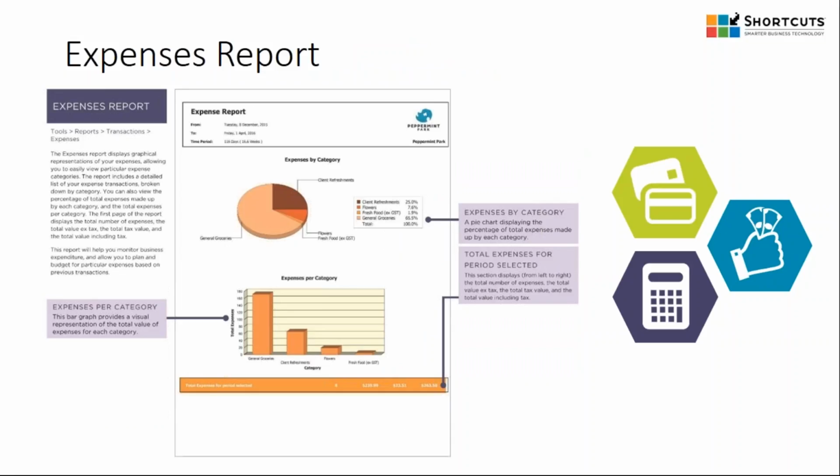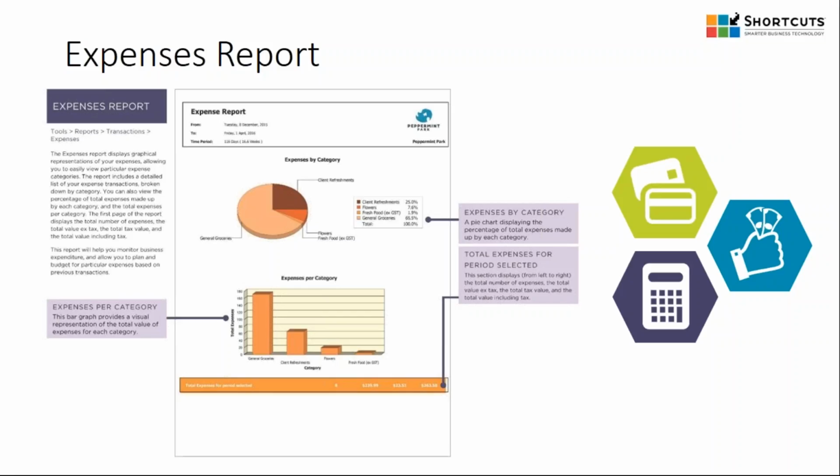We also have our expenses report, which displays graphical representations of your expenses, allowing you to easily view particular expense categories. The report includes a detailed list of your expense transactions broken down by category. You can also view the percentage of total expenses made up by each category and the total expenses per category.